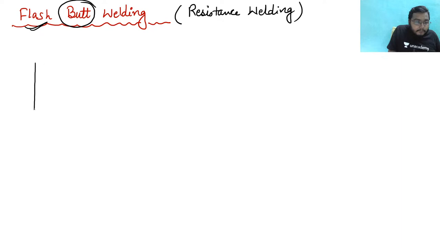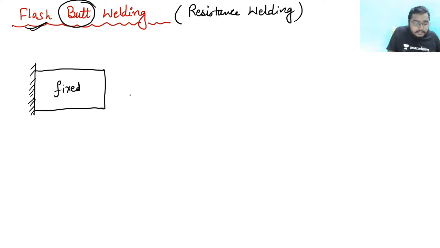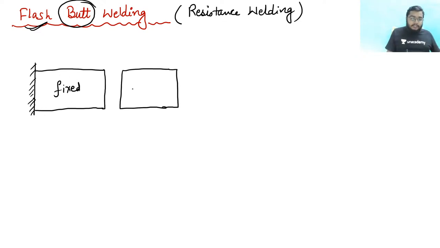Suppose two metal plates are there like this, and suppose this is fixed. So this is the fixed end. One plate is fixed and the other plate is movable. Suppose like this. Clear? It is movable. So one end of the plate is fixed, and the other end of the plate is movable. Clear?